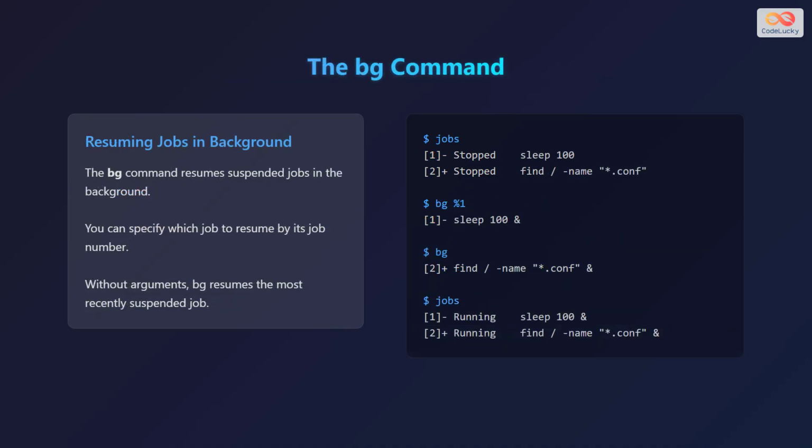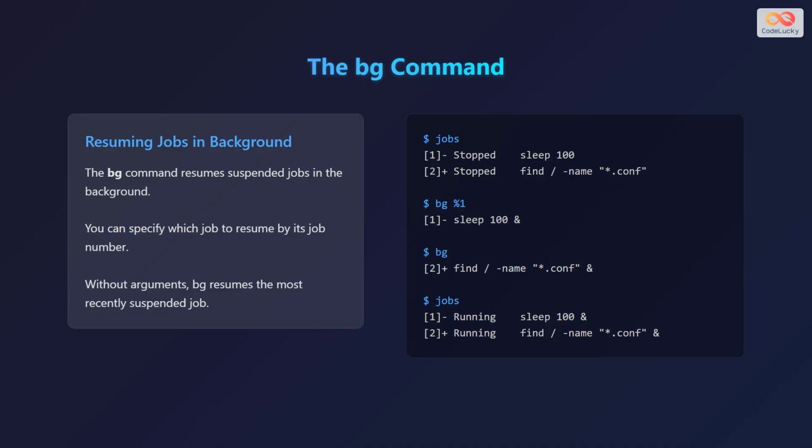The bg command is used to resume suspended jobs, but it resumes them in the background. You can specify which job to resume by referring to its job number. If you don't specify a job number, the bg command will resume the most recently suspended job.